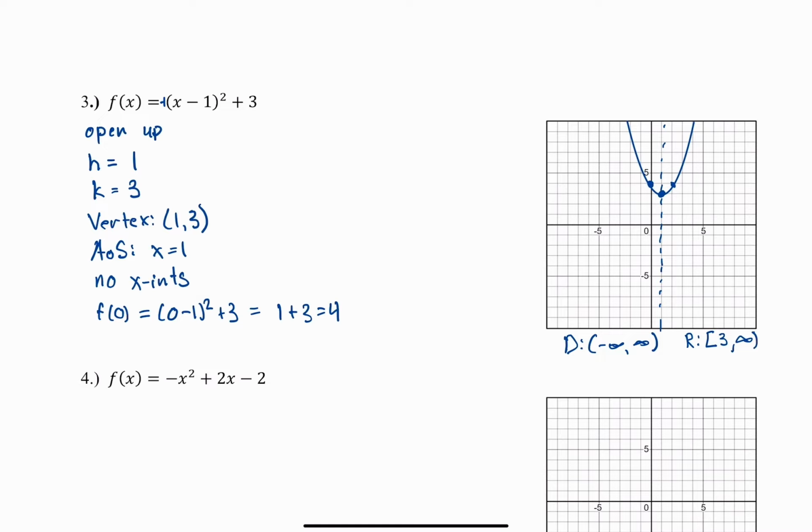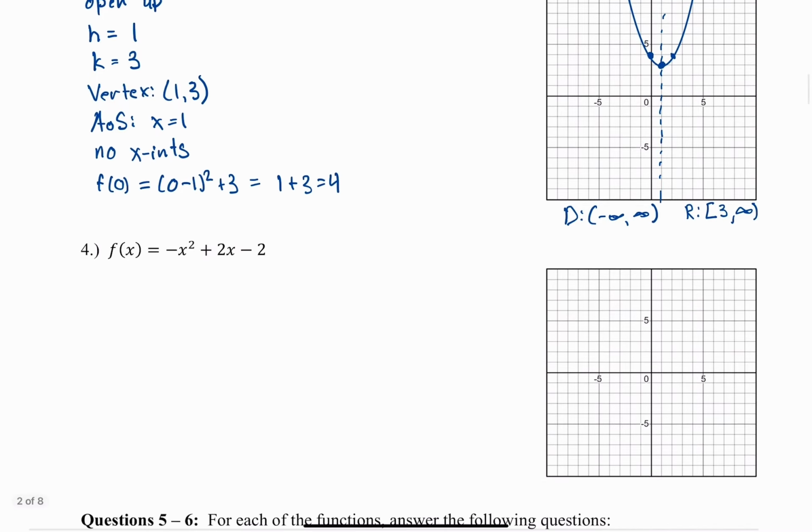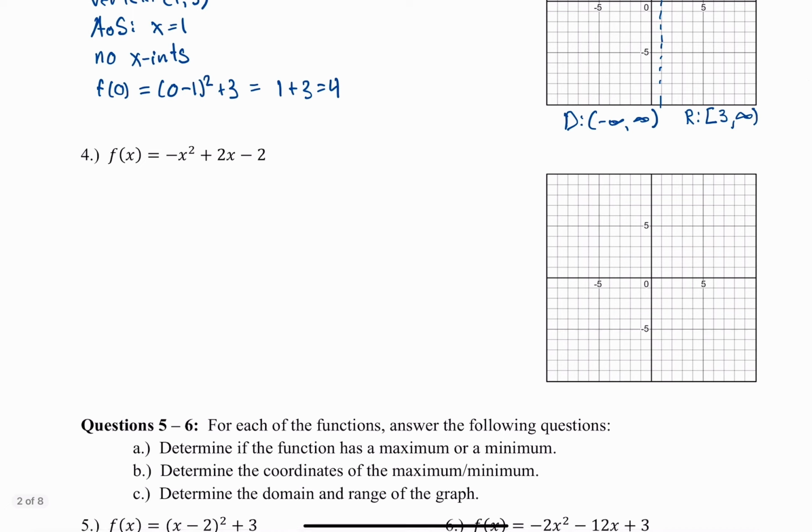All right. So number 4 is going to be back to its expanded form. The leading coefficient is negative, so it's going to open down. And the vertex here is going to be, well, h is going to be negative b over 2 times a. So it's going to be negative 2 over 2 times negative 1, which is negative 2 over negative 2, or positive 1. K, when you plug the h back in, you'll find k.